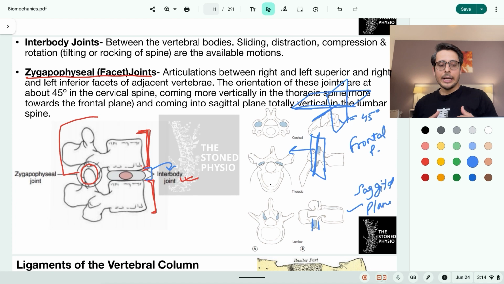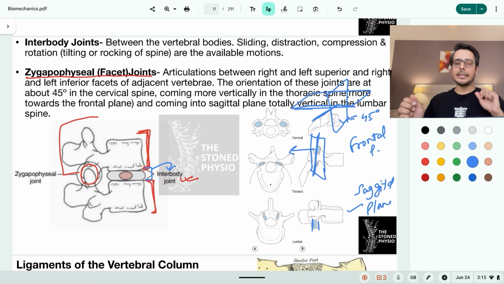It's because the orientation of the facet really determines the direction in which we get to see the mobility or the movement in that specific part of the spine. If I can make it a bit simpler for you, we will discuss the cervical spine in a bit, but specifically talking about the thoracic and the lumbar spine, I think it should be easiest for us to understand the lumbar spine first.